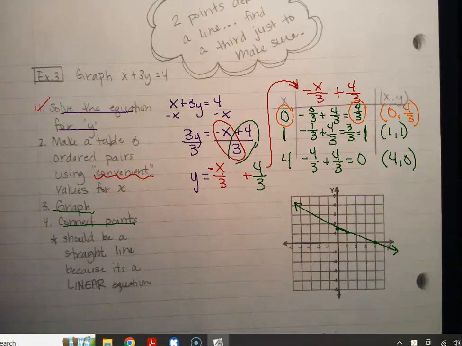In this one, this graph crosses our y-axis right here at that 4/3. So the y-intercept, abbreviation INT, equals 4/3. It's right there. The x-intercept is where it crosses the x-axis, so that's right here. So the x-intercept equals 4. And that's right there.